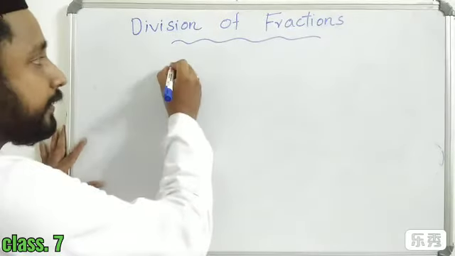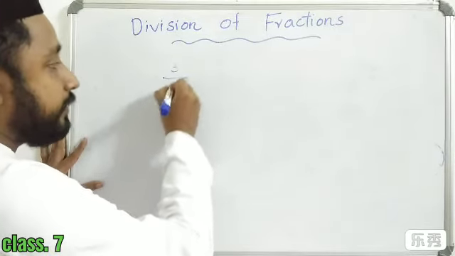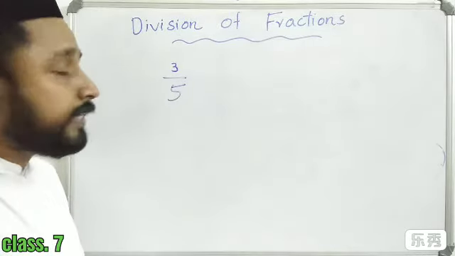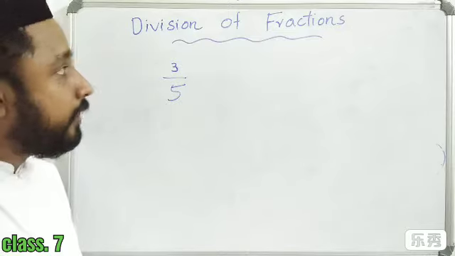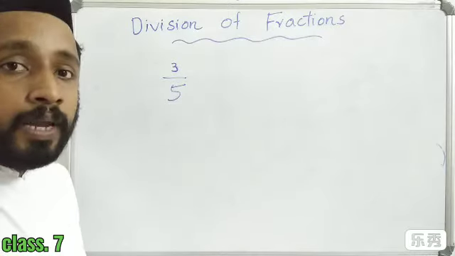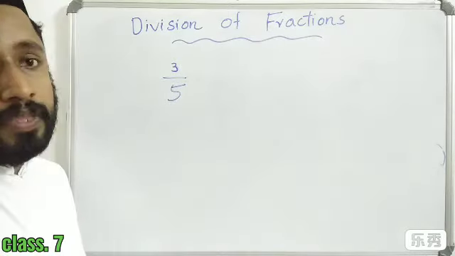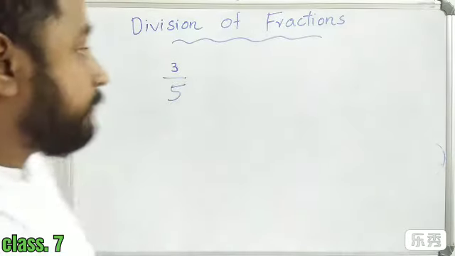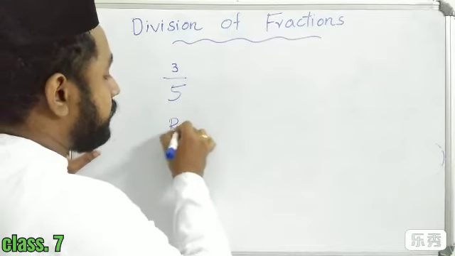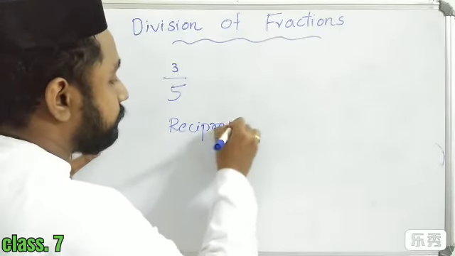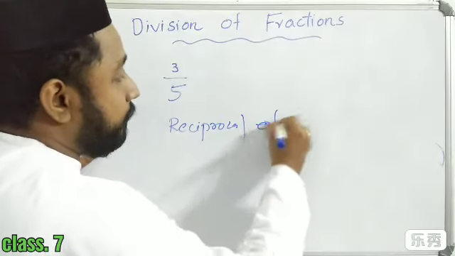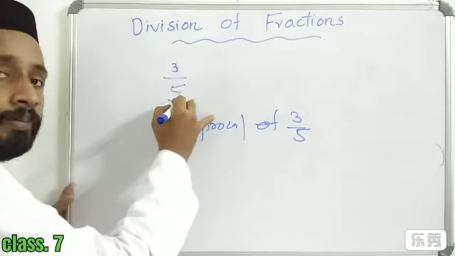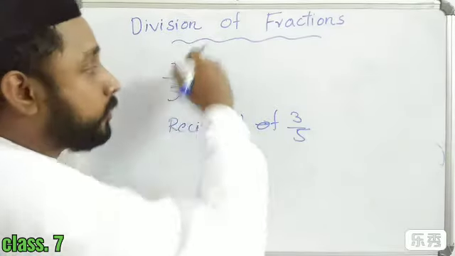For example, 3 by 5 is a fraction with the numerator 3 and denominator 5. We are going to write the reciprocal of 3 by 5. Reciprocal means the numerator will become the denominator and the denominator will become the numerator.